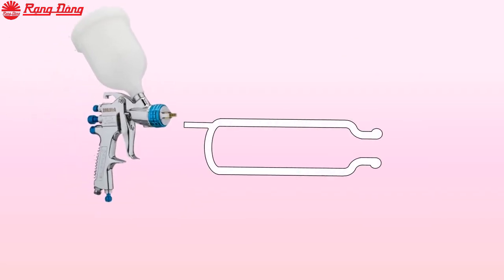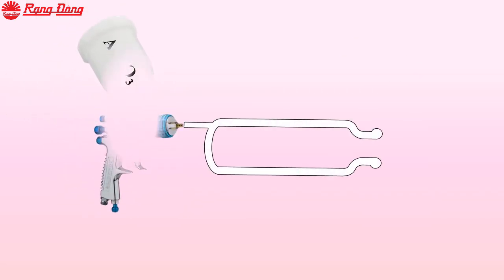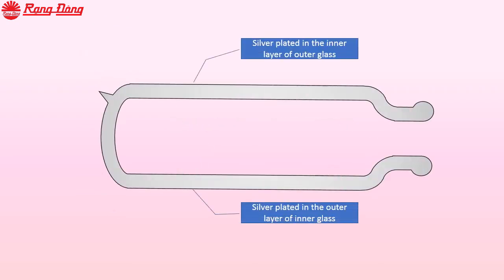The outer layer of the inner flask and the inner layer of the outer flask are plated with silver, not in direct contact with the liquid inside the glass refill.